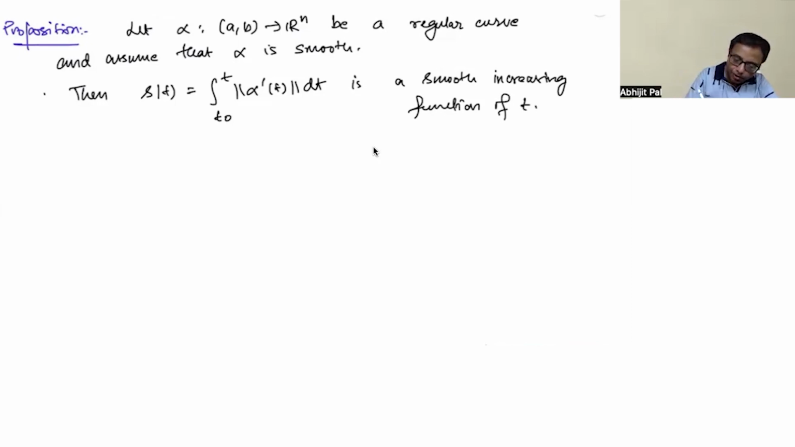All right. Now let us observe this thing. This s(t) is the integral from t0 to t of the norm of alpha prime of t dt. Suppose alpha is defined on this open interval.